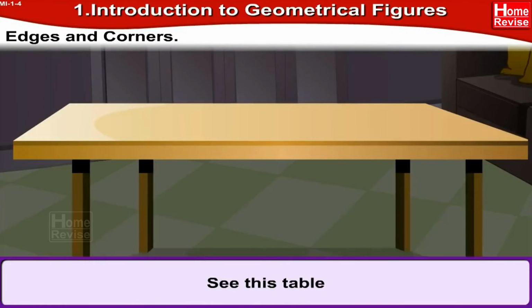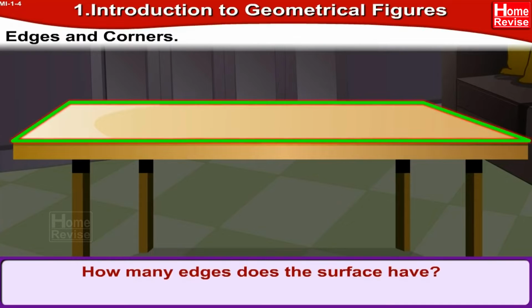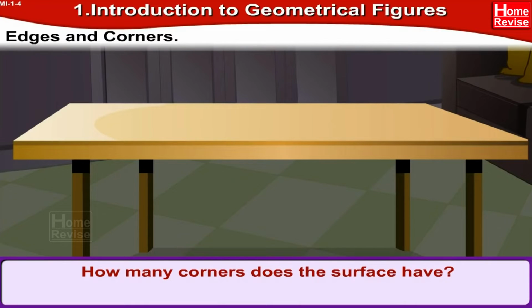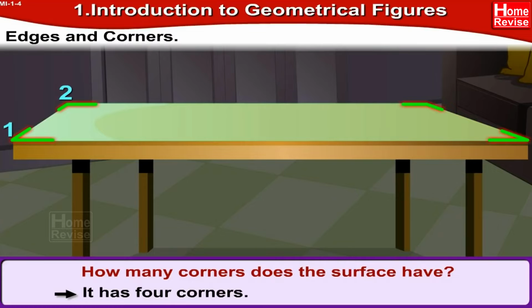See this table. Observe the surface of the table. Surface means this portion. Can you tell how many edges this surface of the table have? That's correct. The surface of the table has 4 edges. 1, 2, 3, and 4. How many corners does the surface have? Very good. You're right. It has 4 corners. 1, 2, 3, and 4.